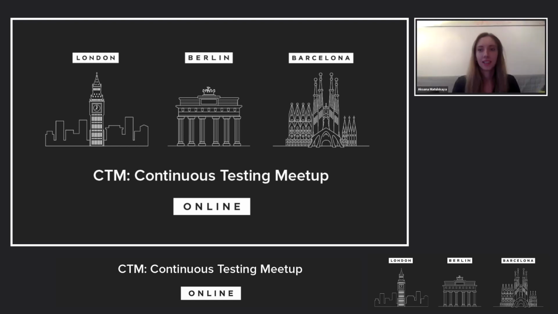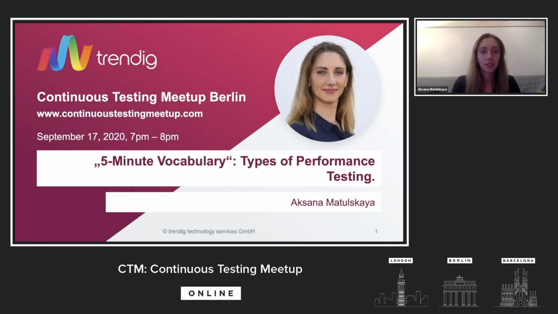So, yeah, my name is Oksana. I work at Trending Technology Services in Berlin, and now we'll have a 5-minute vocabulary session with me, where I speak about types of performance testing.